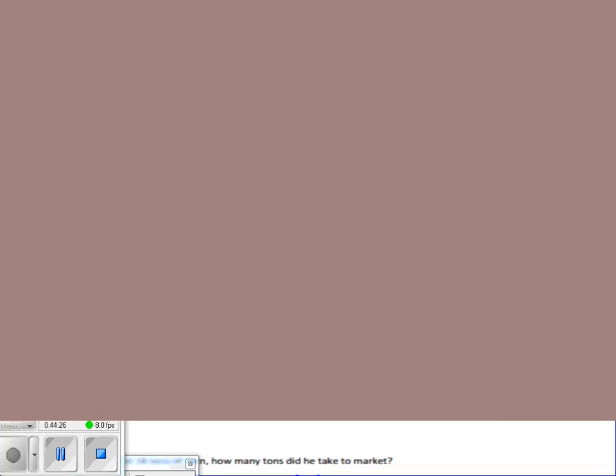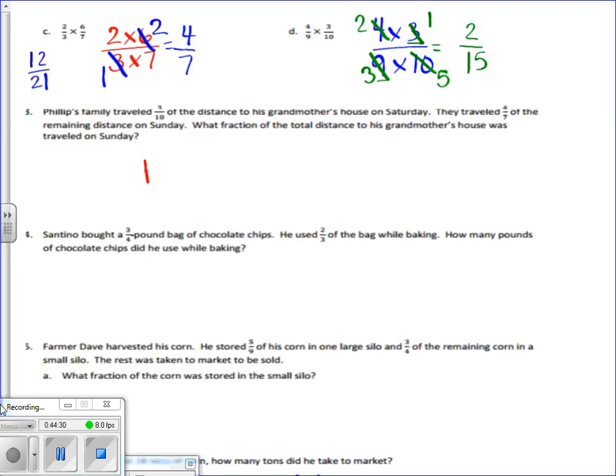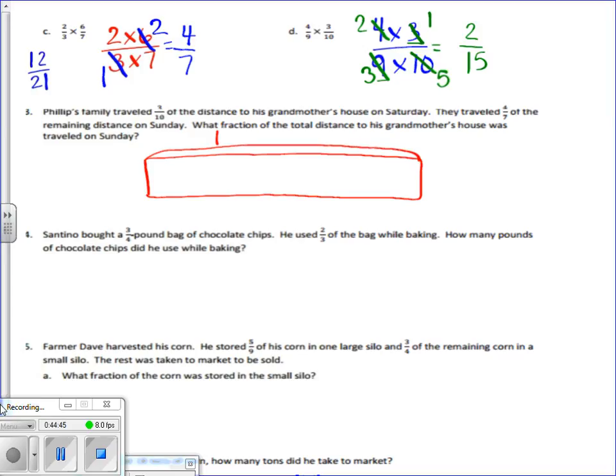So let's see. So we have a tape diagram. So we know the top portion is going to be the total distance. That's what we need to know. Every time you've got a tape diagram kind of thing, the top is going to be the total. So that's the whole thing. The top is the total distance that we don't know. That's the unknown. The total.